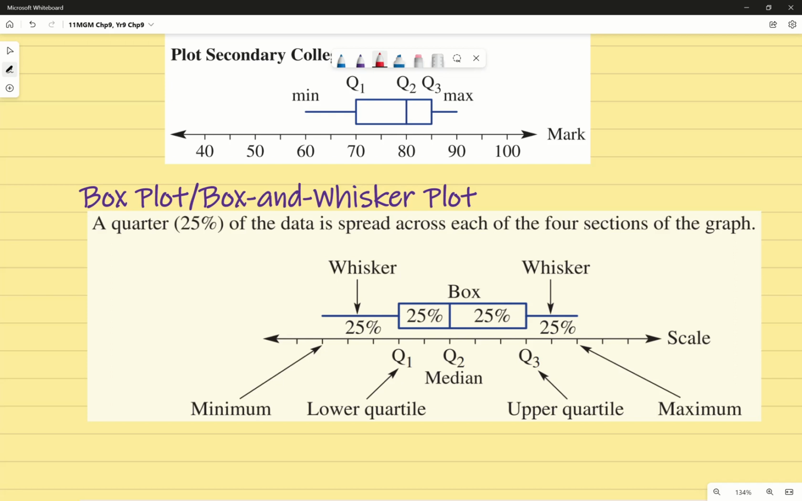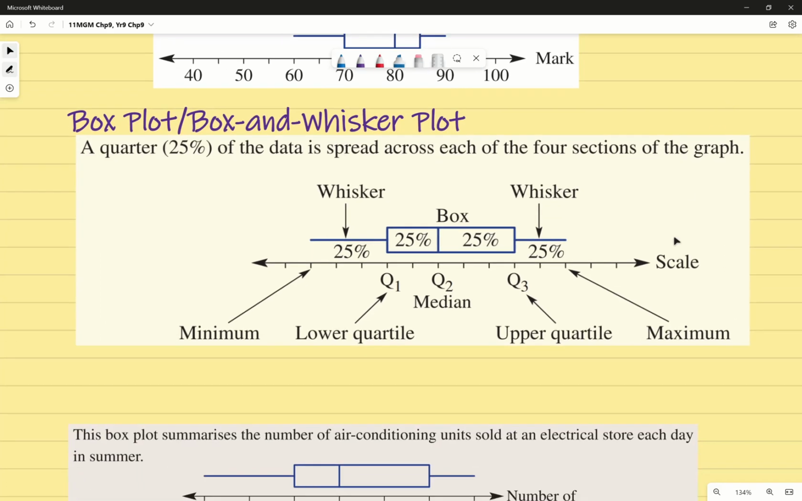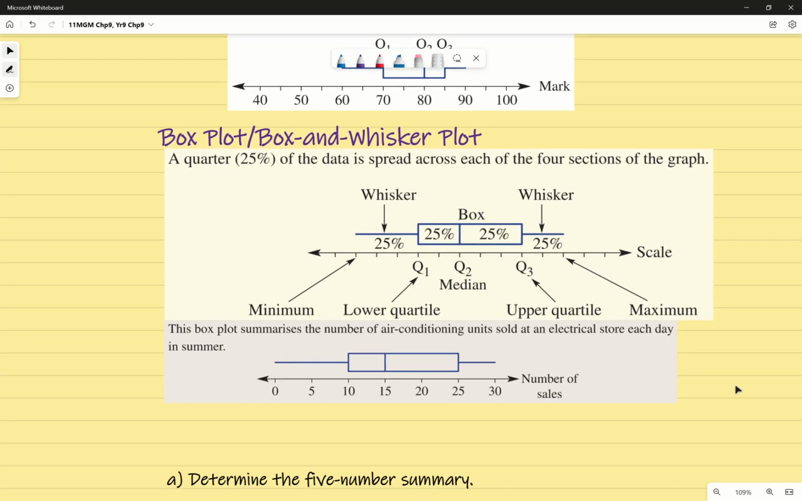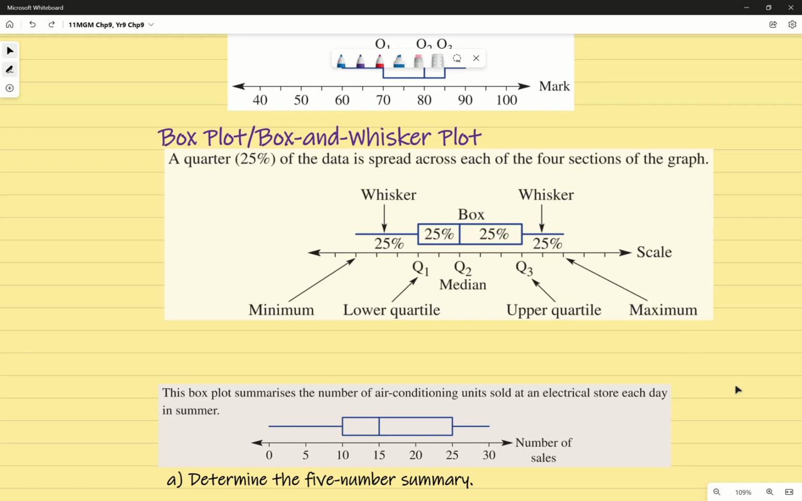Would you like me to leave this on the screen for a little longer? Yeah? Okay. I will scroll down, but I'll leave that up on the screen. Let's use this example. This box plot summarizes the number of air conditioning units sold at an electrical store each day in summer. Again, as you can see, the number of sales is one single axis. We don't have two axes. And we have the minimum, maximum, and our 5-number summary. I'm going to label that here first. So we have our min, we have our Q1, Q2, Q3, and finally our max.